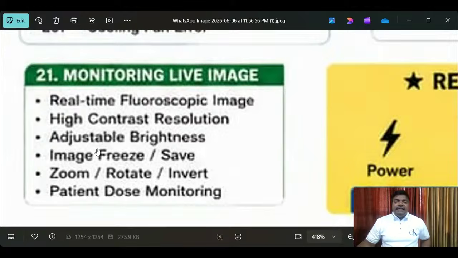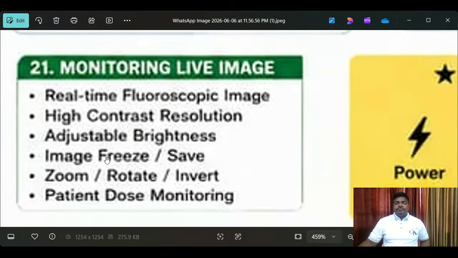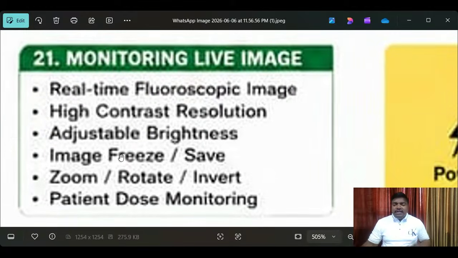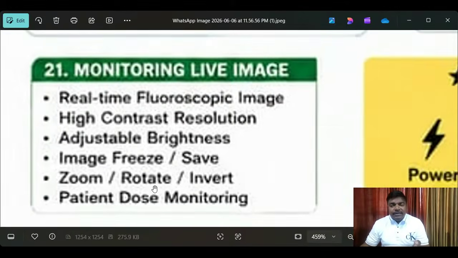Now point 21. See here, monitor live image. All these things I'm explaining are a very, very important topic. When you go to the hospital to repair the equipment, only then will you come to know the value of my live session. Point 21: monitoring live image, real-time fluoroscopic image, high contrast resolution, adjustable brightness, image freeze and save, zoom or rotate and invert, and patient dose monitoring.